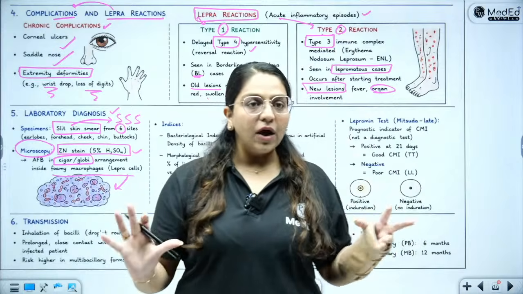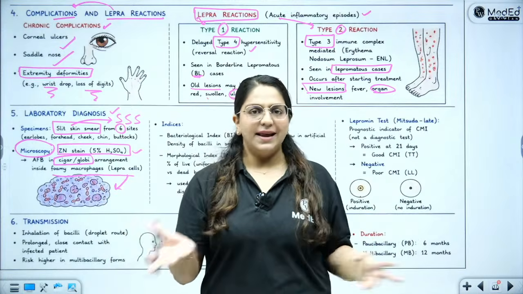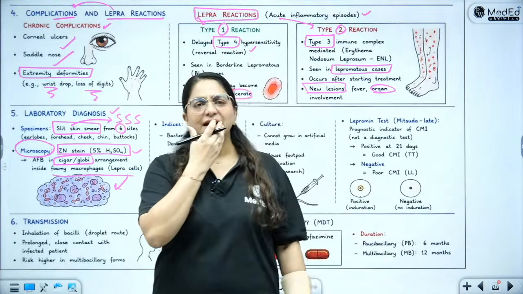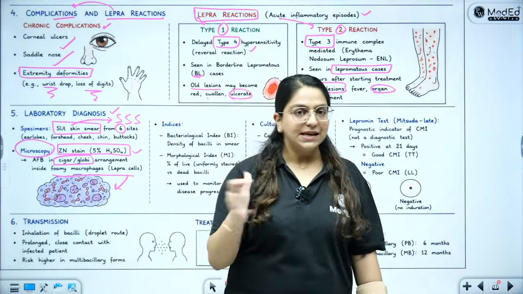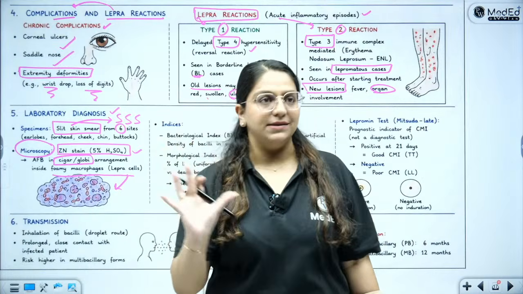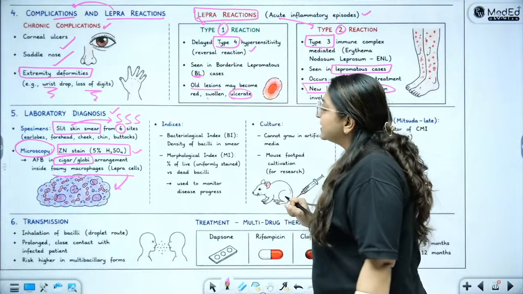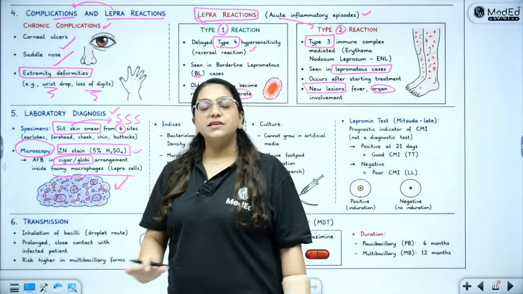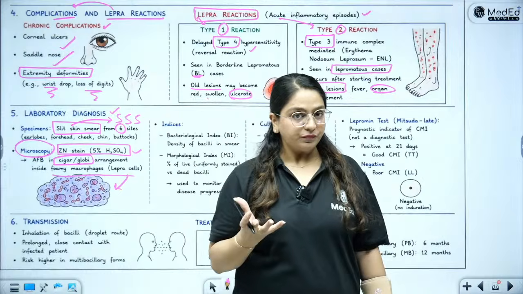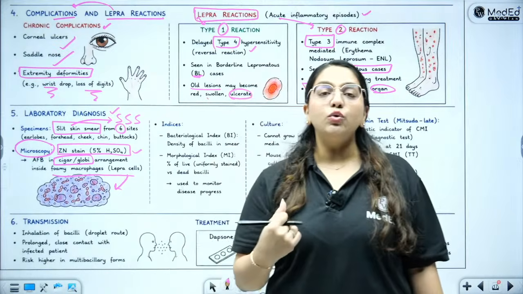If time is allowing and you have fast handwriting, write it by all means. But otherwise, you can simply say that 6 slit skin smears are needed. Then I was saying that just looking at the acid-fast bacilli is not enough. You have to then do an index.